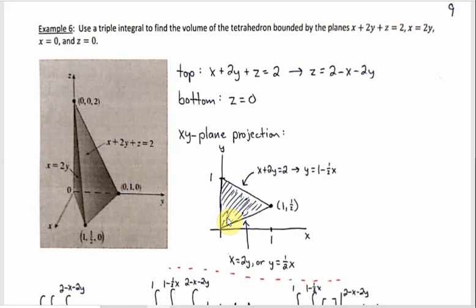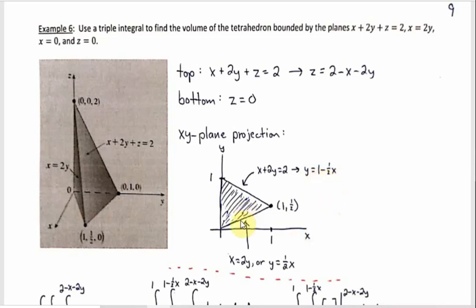And then you say, okay, what's on the bottom, what's on the top? The bottom is this over here, so that's x equals 2y, or y equals 1/2 x. And then the top is going to be this right here, and that's x plus 2y equals 2, because if we're in the xy plane, z is 0. So x plus 2y equals 2, or solving for y, it's y equals 1 minus 1/2 x.